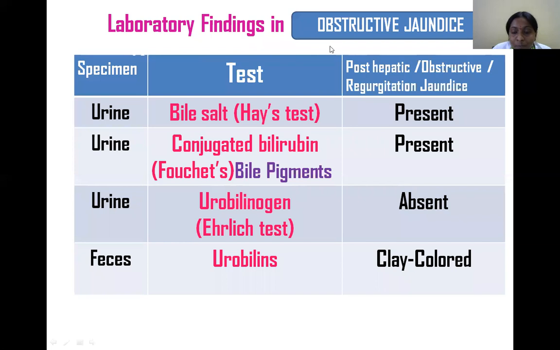Laboratory findings in obstructive jaundice. Here the main specimen is urine. The test is mainly Hay's test, showing the presence of bile salts, and Fouchet's test, showing the presence of bile pigments, and also the absence of urobilinogen. That test is mainly Ehrlich's test, and clay-colored stools are seen in post-hepatic or obstructive jaundice.